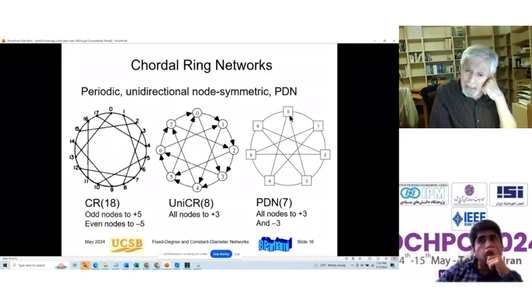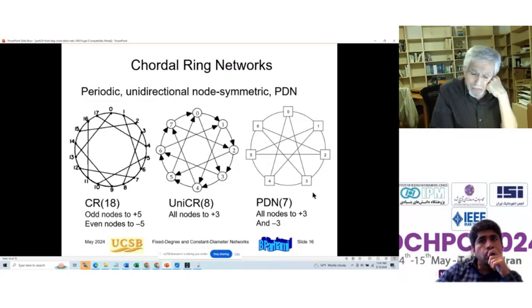This is the perfect difference network. In this case, each node is connected to the next node, to the previous node, to the node that is 3 ahead, 1, 2, 3, this one, and to the node that is 3 back in the other direction, 1, 2, 3. So each node has 4 connections, that's degree 4: -1, +1, -3, +3. So why is this network important?